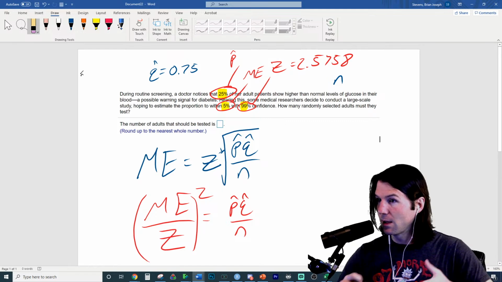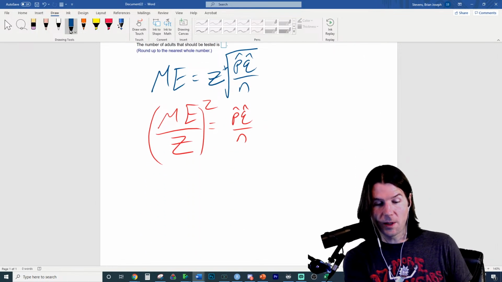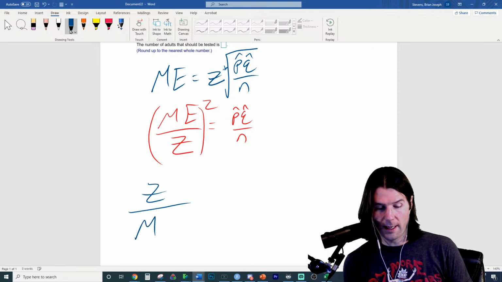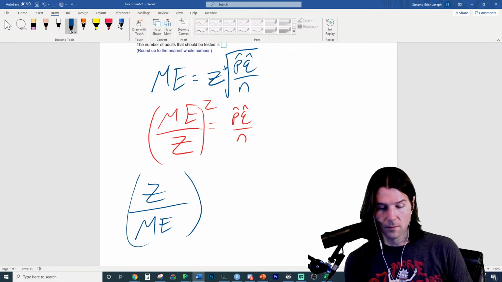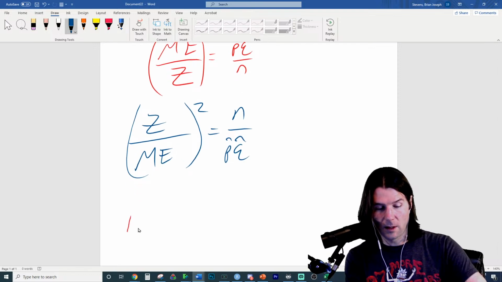Now we're going to flip everything. You can do flips in mathematics. So we can just do a flip right here, which is some algebra. So the flip is going to be z over me. And then we do this right here. And we're so close because now we're just going to take and bring p hat and q hat to the other side. So now we get p hat.